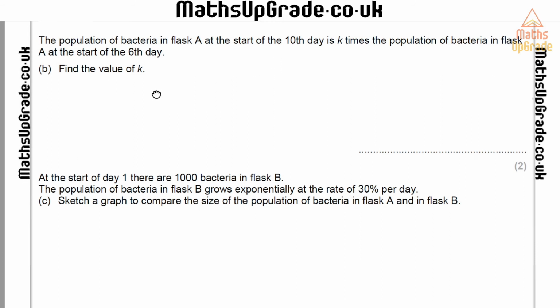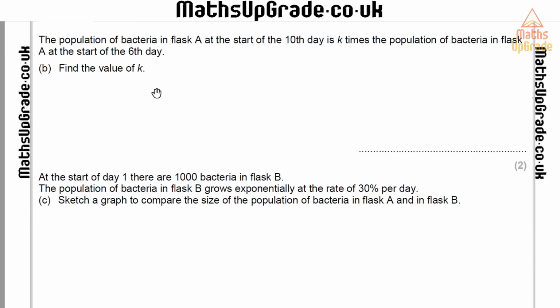In part B, I'm told that the population of the bacteria in flask A, so still flask A, at the start of the 10th day is K times the population of bacteria in flask A at the start of the 6th day. Find the value of K.